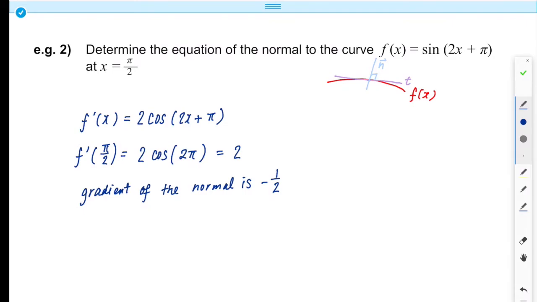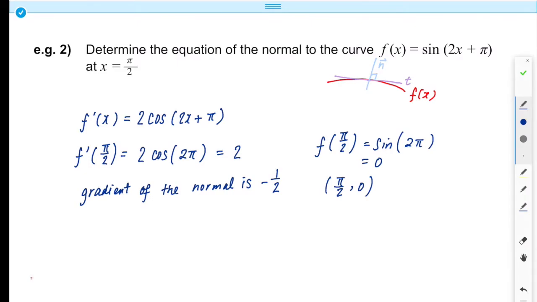We also need to know the point of tangency, or normalcy in this case. So f of pi over 2 is sine of 2 times pi over 2, which is pi, plus pi, 2 pi, which is 0. Okay, so we will use the slope of negative 1/2 and the point pi over 2 and 0 to find the equation of the normal.